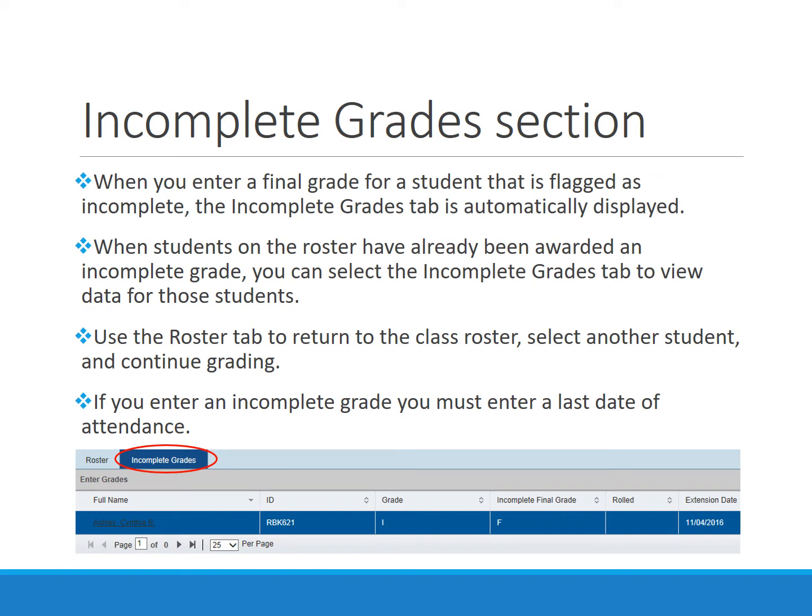If you are entering a final grade for a student that is flagged as incomplete, the Incomplete Grade tab will be available. This tab gives more data for those students. To continue grading other students, simply click the Roster tab to return to the list of students. Please note that if an incomplete grade is given, you must enter a last date of attendance.